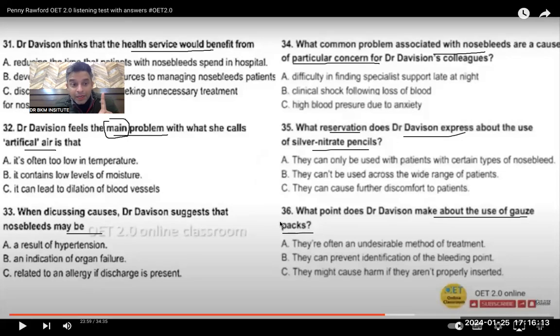Blood pressure does not cause nosebleeds. So A option is also eliminated.